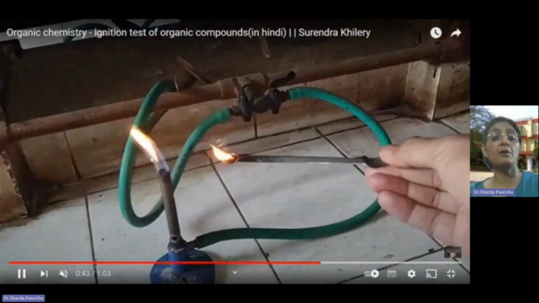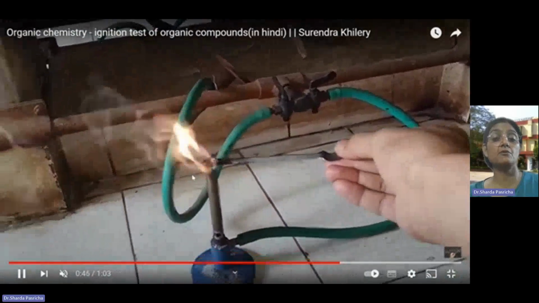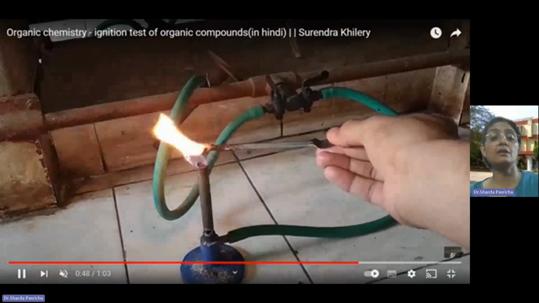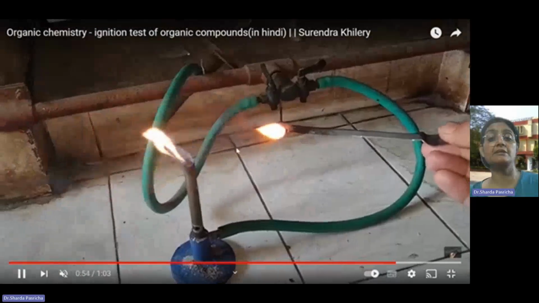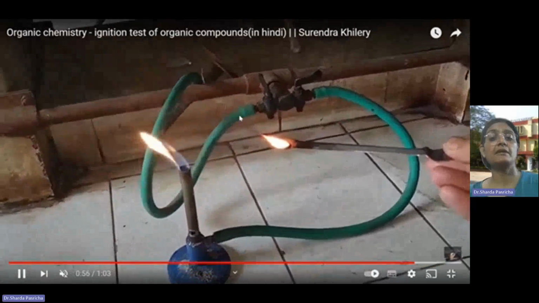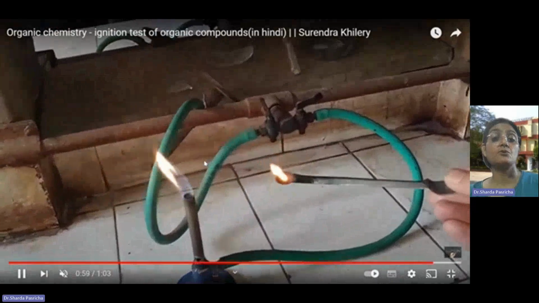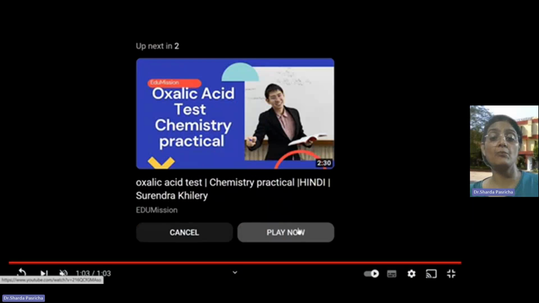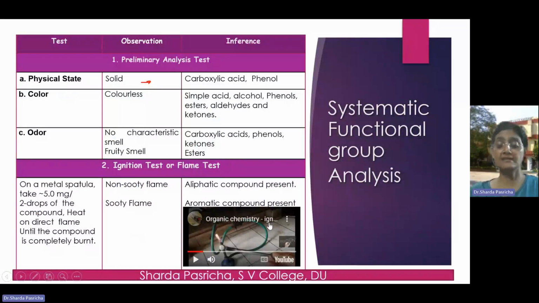When the compound burns, please see what type of fumes you get. If you see non-sooty, colorless white fumes, that indicates your compound is aliphatic. And if you get black colored fumes, that indicates your compound is aromatic. So allow it to remain in the burner long enough so that the compound completely burns. That way you can identify whether your compound is aliphatic or aromatic. Okay, so this is the same test. Next.